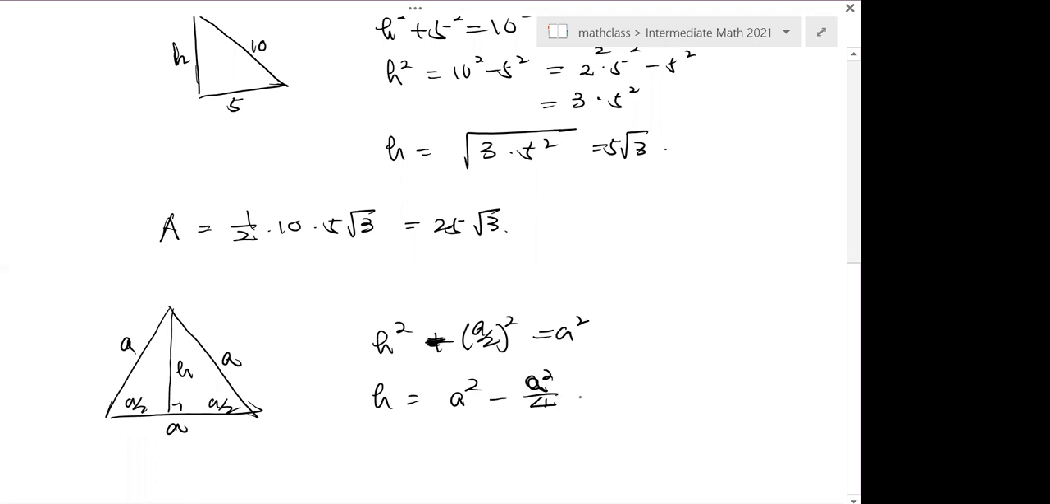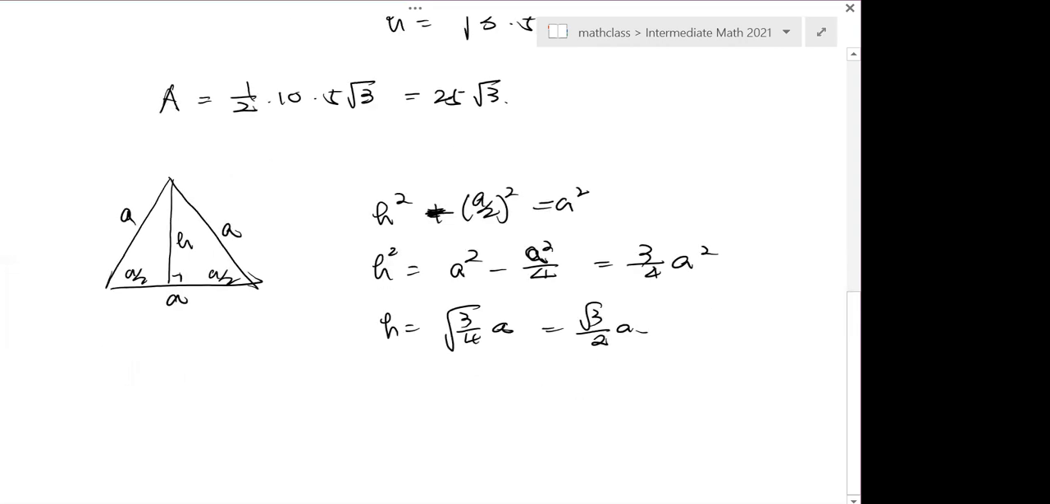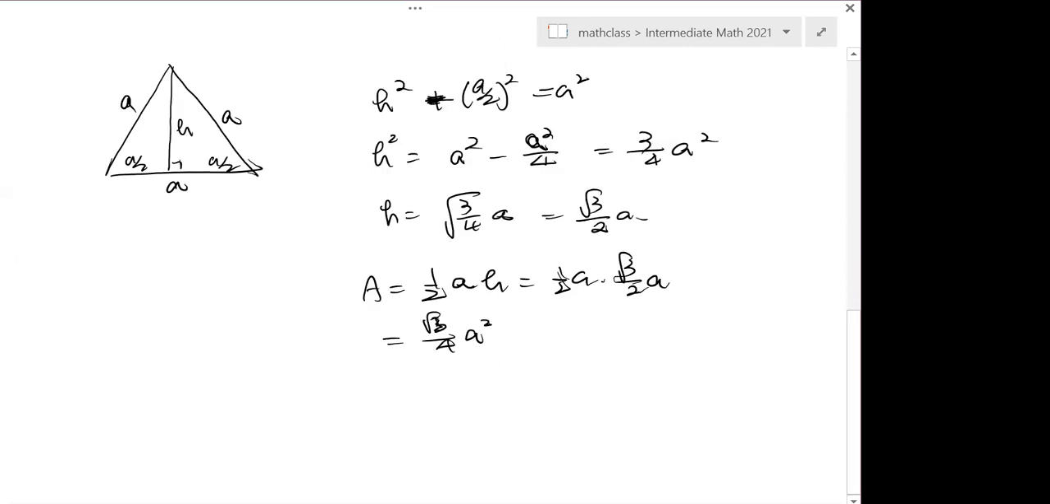After you combine them, it's 1 minus a quarter, which is 3/4. So h is going to be square root of 3 over 4 times a, that would be square root of 3 over 2 times a. So that's the height. You can also use a special right triangle to get this. Then the area is going to be half of base times height, which is square root of 3 divided by 4 times a squared. Once you get this general formula, you can use that over and over again.